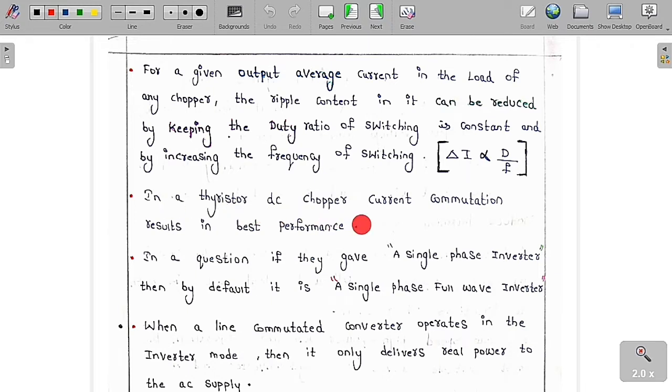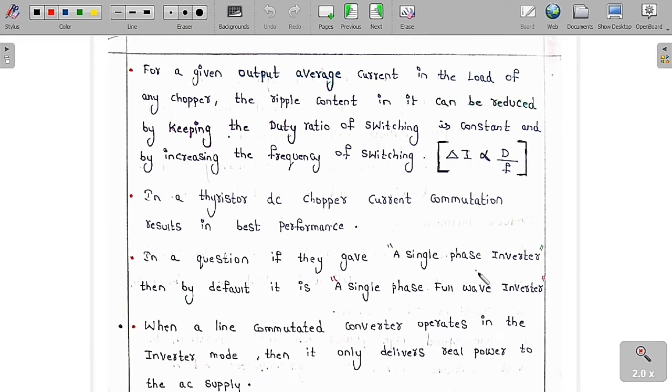In a thyristor DC chopper, current commutation results in best performance. In a chopper, if you are going to use a thyristor, I have already told you that in inverters and choppers we use fully controlled devices. But if you use a thyristor in a DC chopper, then we need a forced commutation circuit to turn it off. Here we use current commutation to turn off the thyristor, which gives the best performance. So in a thyristor DC chopper, current commutation gives the best results.